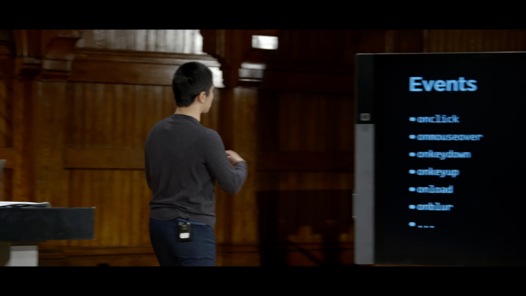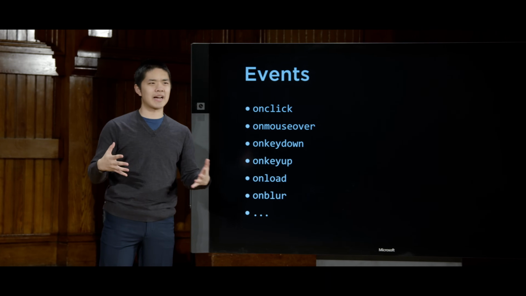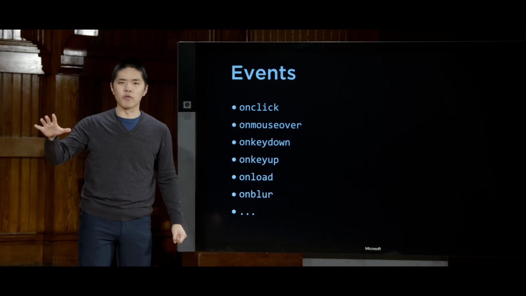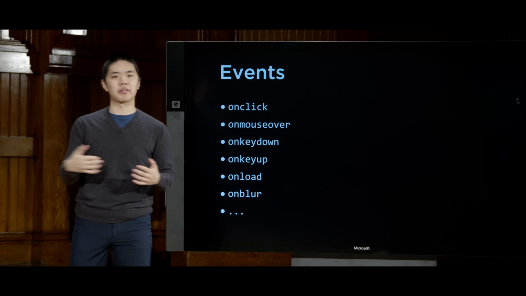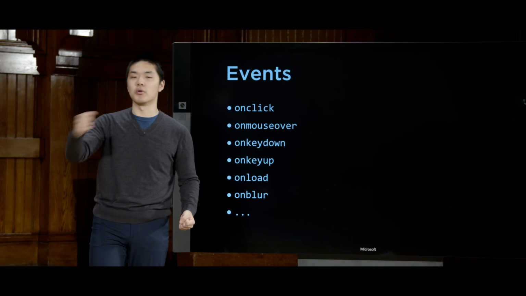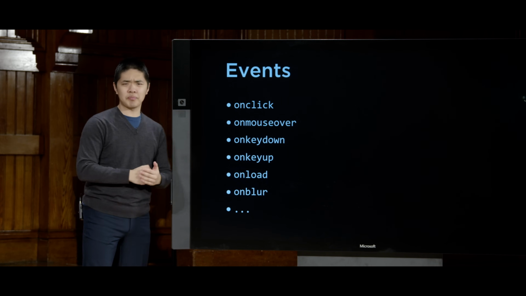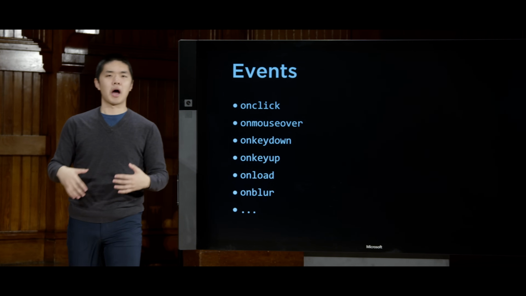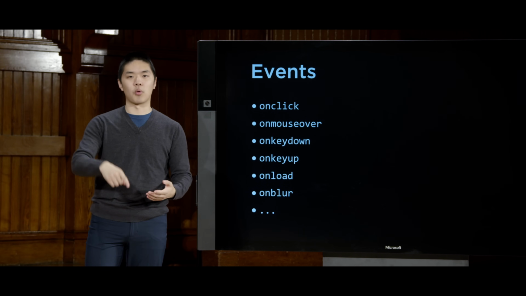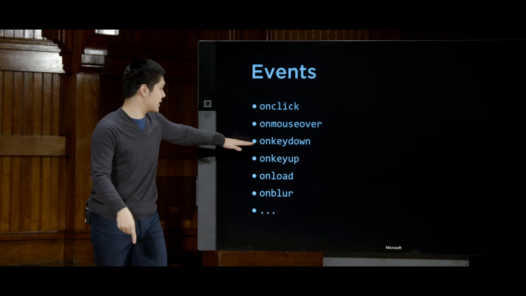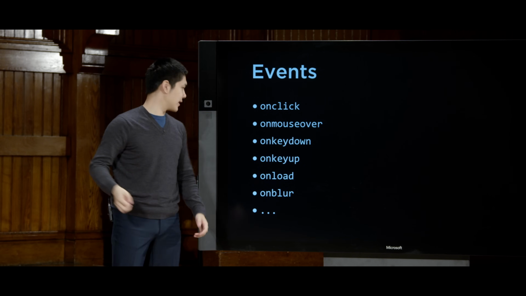There's onclick, which we've seen already. onmouseover can detect when you mouse over something, when you're hovering over a particular element. If you've ever seen websites that somehow respond when your mouse moves over something, that can be how it's implemented. onkeydown and onkeyup can respond to keyboard events, something like when you press a key on the keyboard. When you press down on the key, that's onkeydown. And when you lift your finger off the key, that's onkeyup.